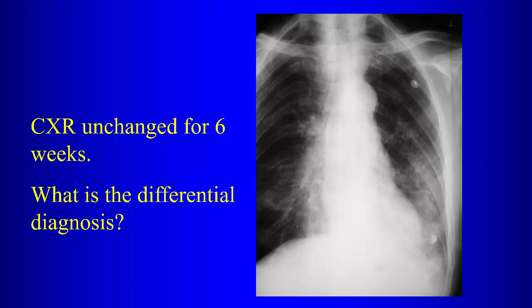So your first thought, of course, if you're looking at a chest radiograph and there's a consolidation in the lung, is pneumonia, of course. But I'm telling you that the X-ray is unchanged for 6 weeks. So what is a differential diagnosis for airspace disease that is unchanged over a long period of time like that? What could that be? Well, how do you fit that in with cancer? How could that be cancer?